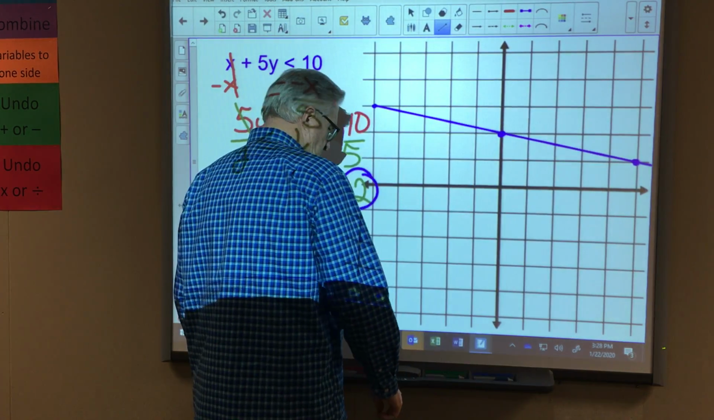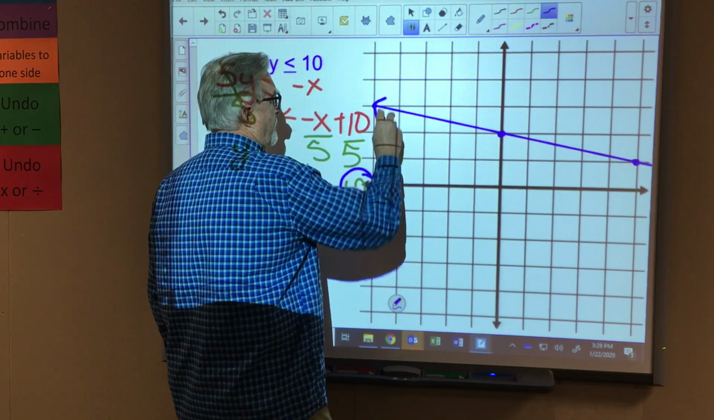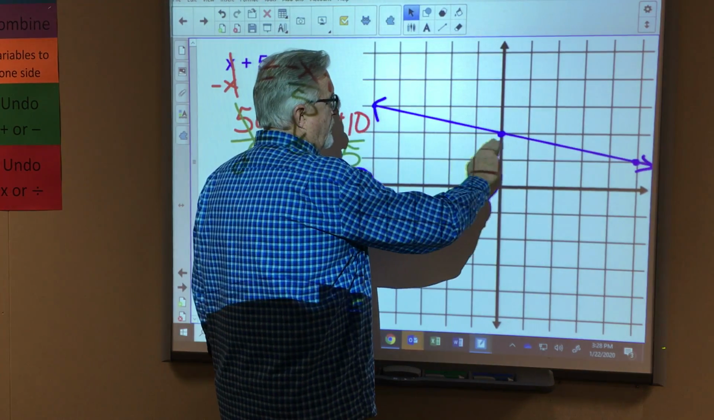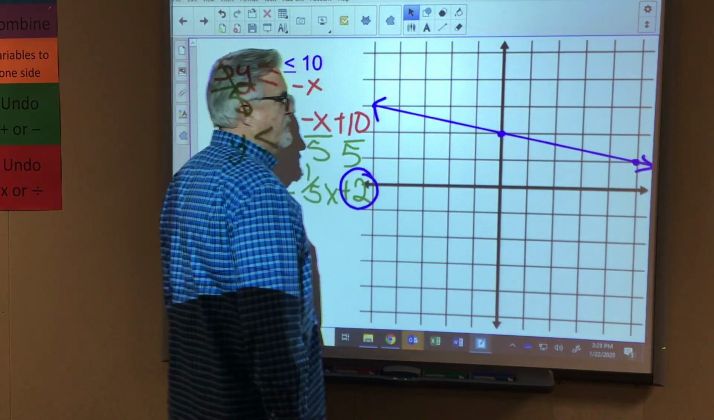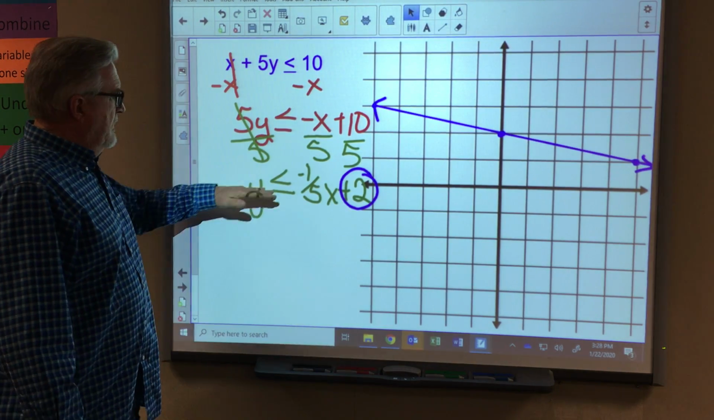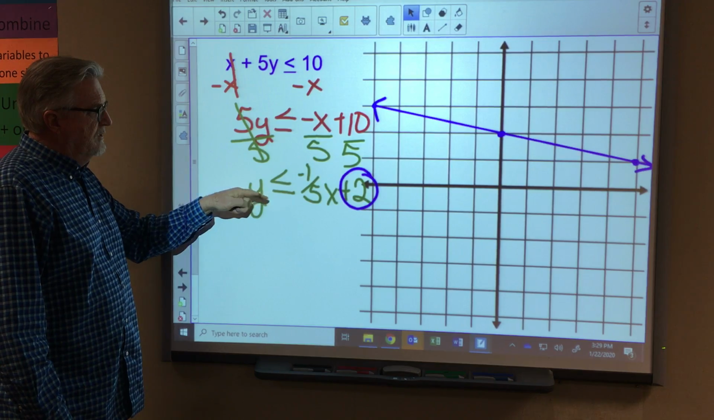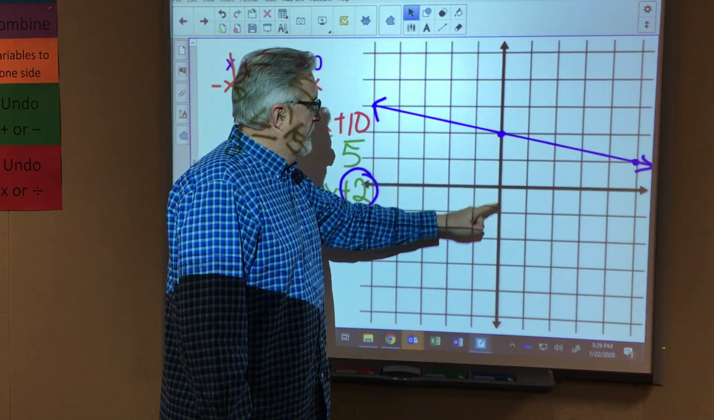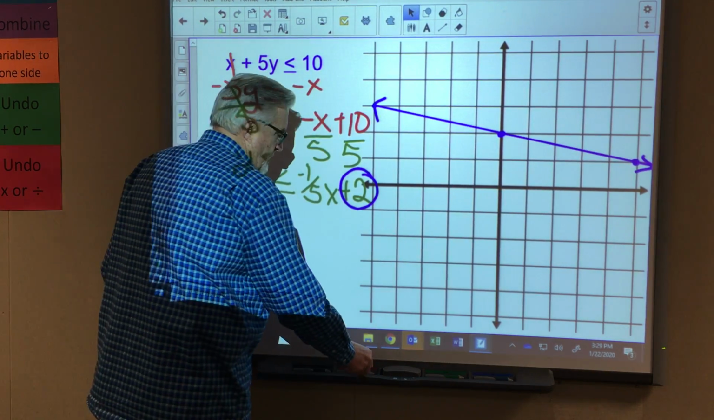Remember that a line needs to have arrows on each end. So we're going to go ahead and put our arrows on. It's a solid boundary this time because the points on the line are parts of the solution. It says that y is less than or equal to, so that means I'm going to shade it down below. Again, I can check 0, 0 to see if it's a true statement.